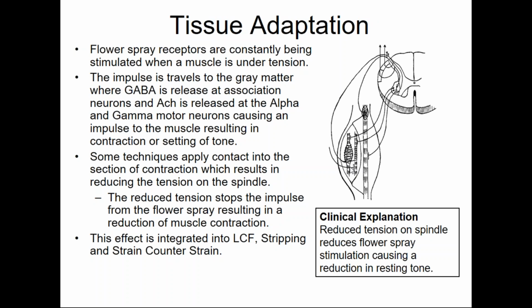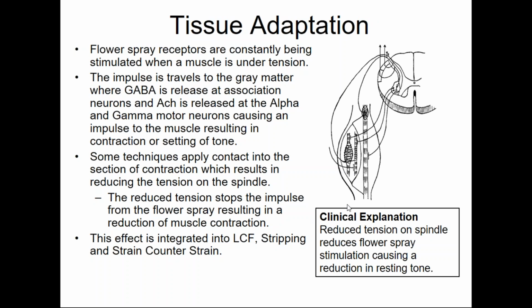Now, because there is no tension on the spindle, there's no impulse to help maintain the tone. So slowly the tissue starts to adapt to that by lengthening out until it can pick up tension on the spindle again. So that says it in a nutshell. That's tissue adaptation. When we take pressure off of the spindle, tension off of the spindle, the tissues will adaptively lengthen until there is tension once again restored on the spindle. And we refer to that as tissue adaptation.